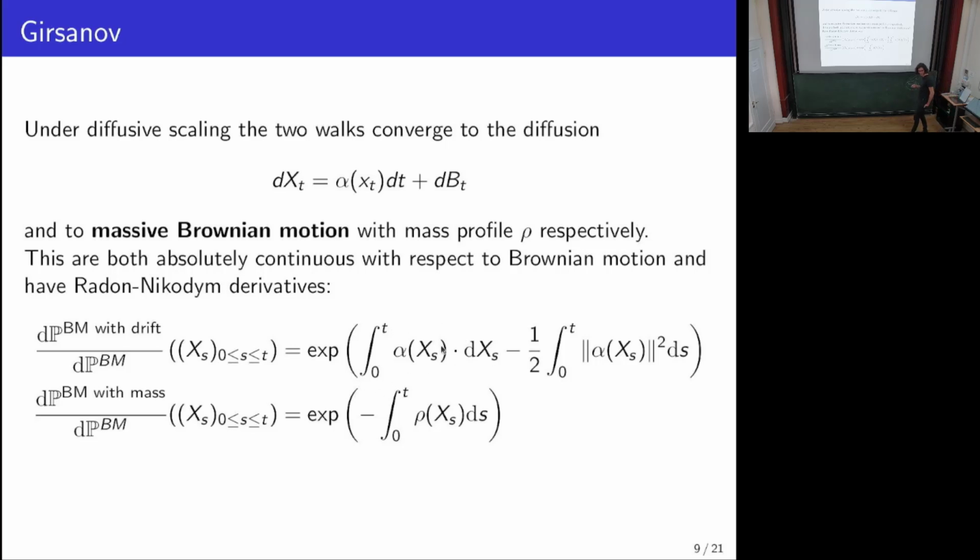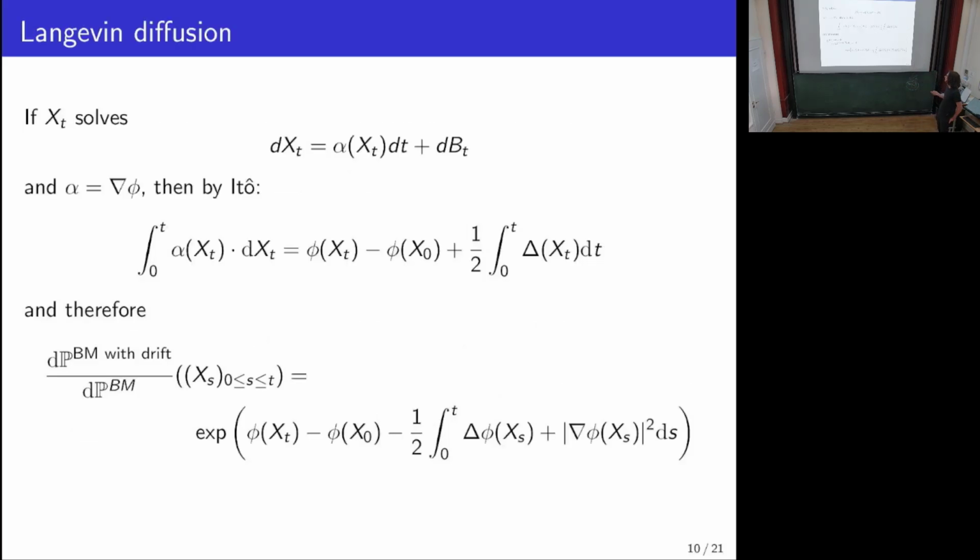So we need another assumption that will allow us to connect the two. And this assumption will be that the alpha is given as the gradient of something. So if alpha is the gradient of something, then we can use eta to write it like this. And now our Brownian motion with drift, the Radon-Nikodym derivative is given by something that depends only on the end and start point. And if we fix x0 to be the origin, it will only depend on the end point. And something that looks like a drift term.